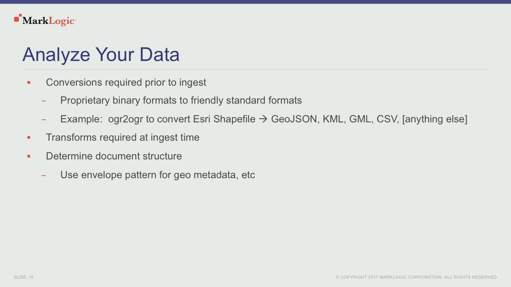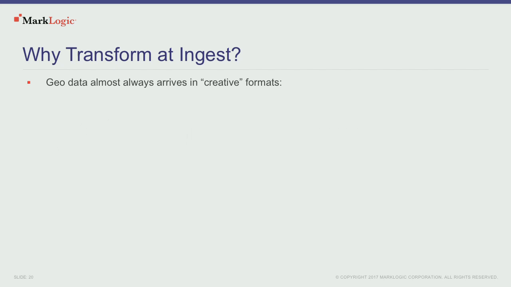I take a look at this data. Frequently, you have to do some conversions. This may be coming in the form of an Esri shapefile or something like that, and you have to convert that to something that we can index, maybe GeoJSON, some other more friendly form that we can bring into the database. You may have to do some transformations at ingest time, and I'll talk about that in a second. This is also a great time to look at your document structure. Do we want to use the envelope pattern, which is super useful for this, where you can leave your original content untouched, but have some metadata fields that will drive different indexing capabilities?